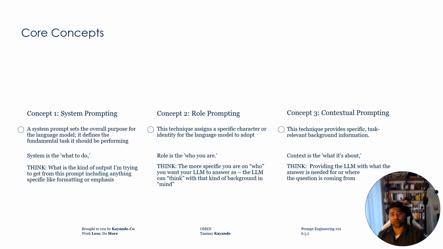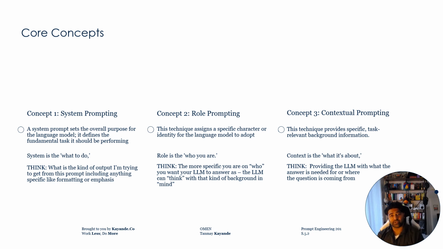A system prompt sets the overall purpose for the language model. It defines the fundamental task that it should be performing. Think of this as giving the model its core job description. This could be translate this text, or very powerfully, return your answer in a very specific JSON format. For example, on page 20 of the white paper, we show a prompt that asks the model to classify the movie review, but it adds a crucial system instruction to return the output in a specific JSON schema. The system command forces the model to provide a structured, predictable response, which is incredibly useful in applications.